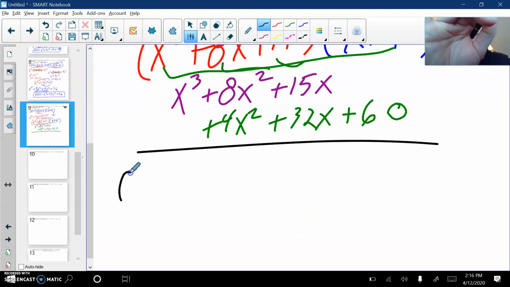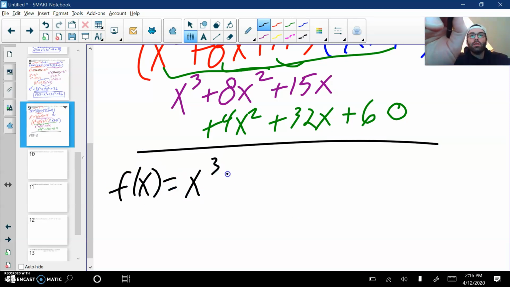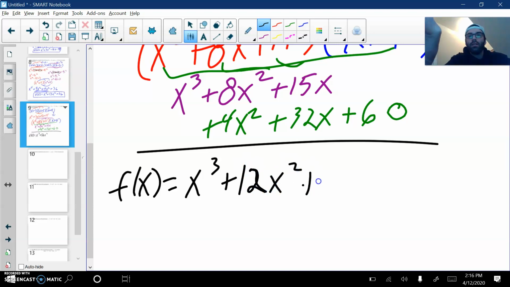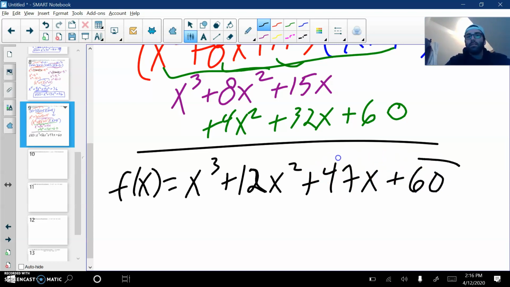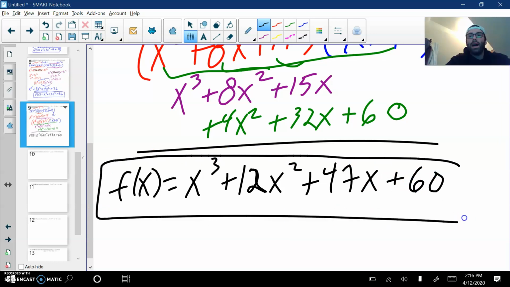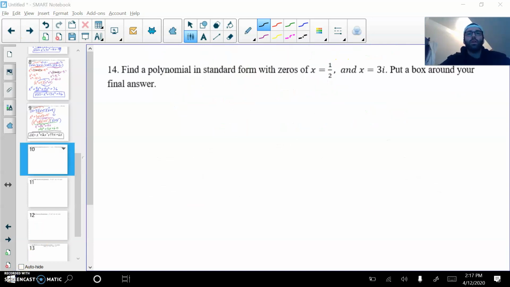All right, to get f of x equals x cubed plus 12x squared plus 47x plus 60. Wow. There it is. Isn't that neat? Let's make sure. All right, so let's do one that's a little trickier.